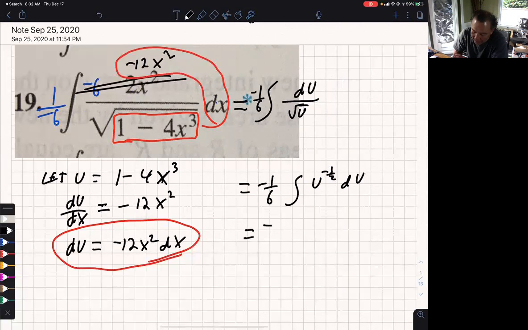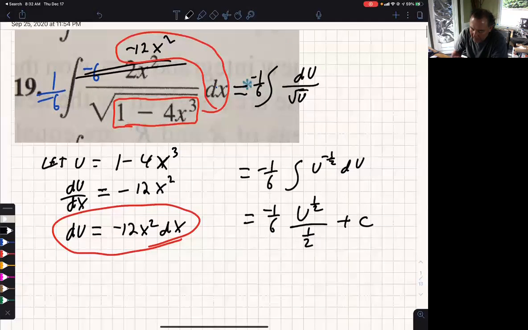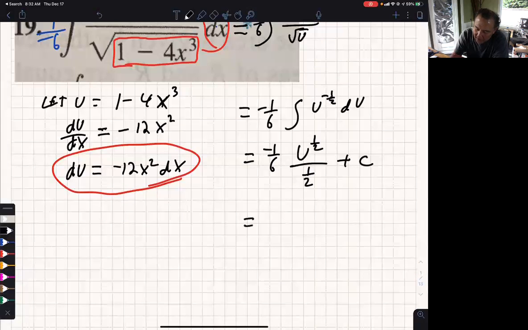And so the negative 1/6 gets copied. I add 1 to the exponent. Negative 1/2 plus 1 is positive 1/2, and then you divide by that using the power rule, and you need a plus c. And how do I get rid of that? I multiply by the reciprocal, which is 2 over 1. And what we see is the 2 and the 6 cancel, leaving a 3. So I have negative 1/3 square root of u plus c.